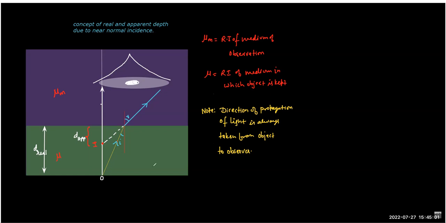Okay, understood. So now the obvious question is how to get this D apparent and D real relationship. Is there any way to get the relationship? The answer is yes. You can always get the relationship very easily. So what are we supposed to find? A relationship between the D real and D apparent. The light has suffered how many refractions? One, from object to observer. So how many instances do we need to write? One. So let's write down.